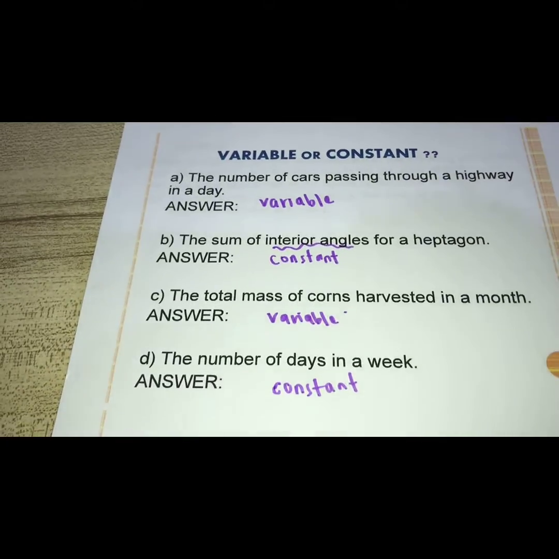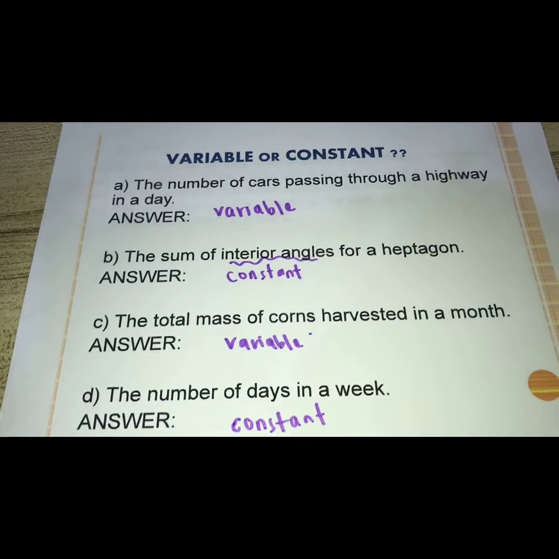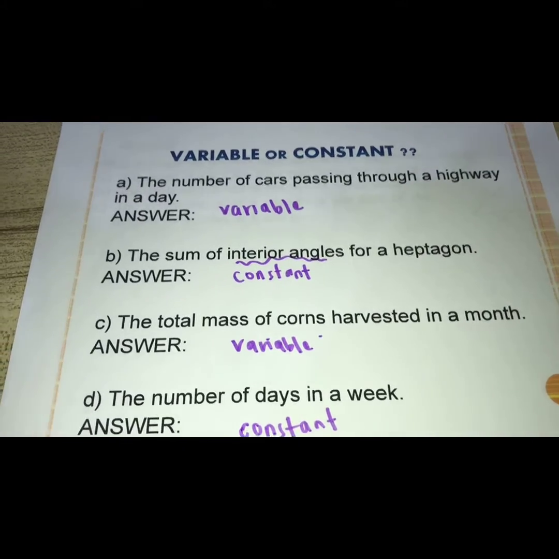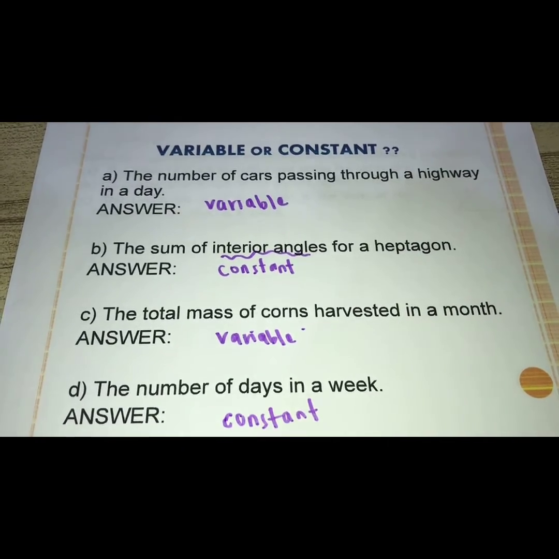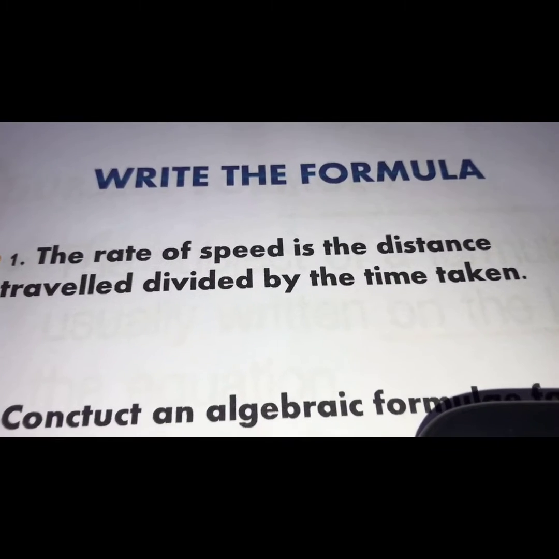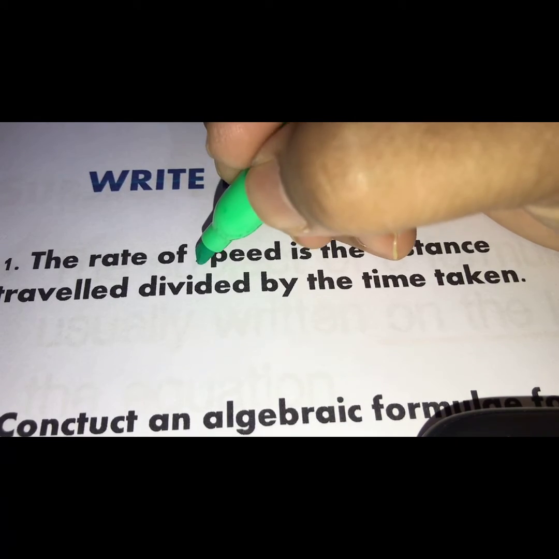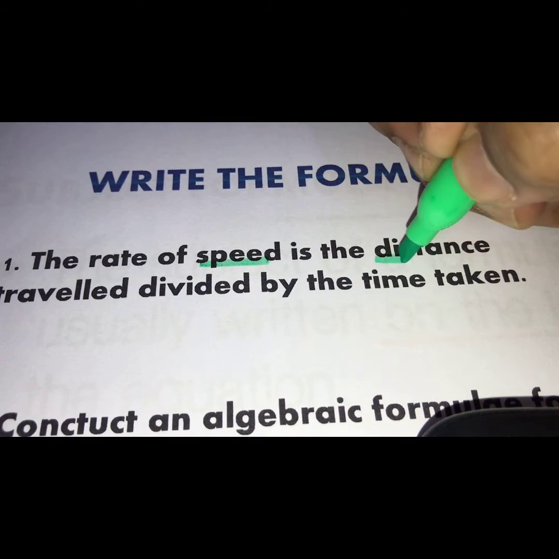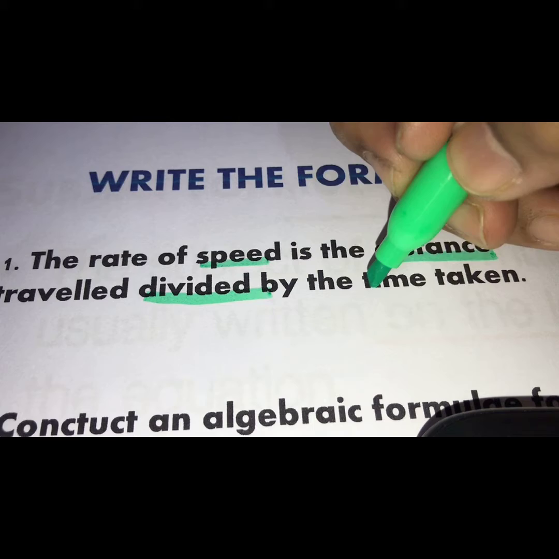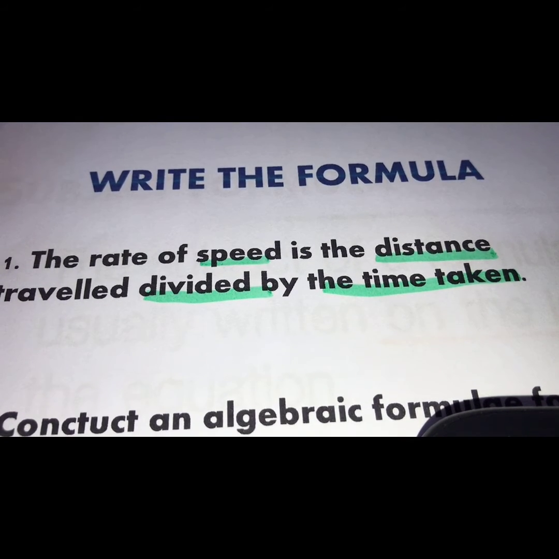You have to understand the definition of variable and constant. Next, we go to how to write the formula. For example, like this, the rate of speed. You can write: the rate of speed is the distance traveled divided by the time taken. So how can you write the formula?